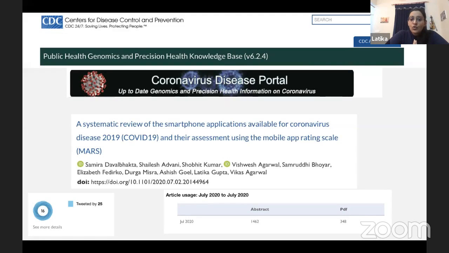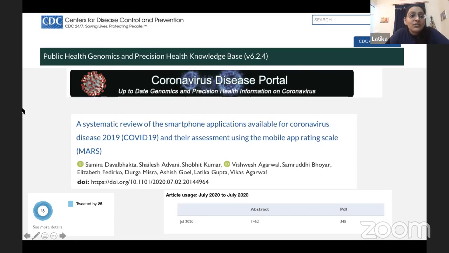And so whom do we need to inform of this research? We conducted a literature search and went through the apps in India, United States, and UK. And we want to tell people which app is the best. So we have a clear message here, which is very important, which needs to be conveyed. And as much as the healthcare workers, even the lay public needs to know.